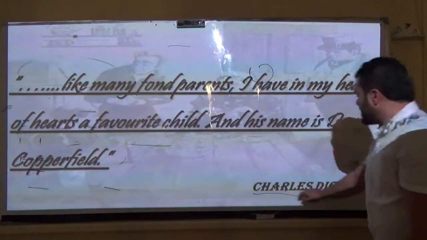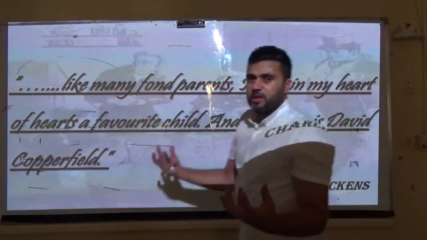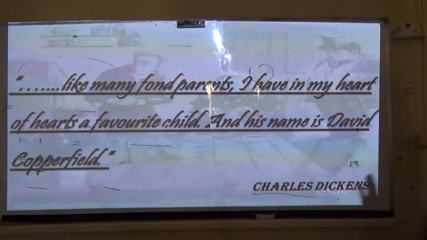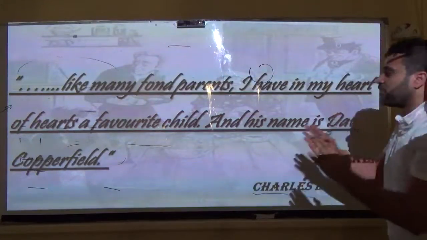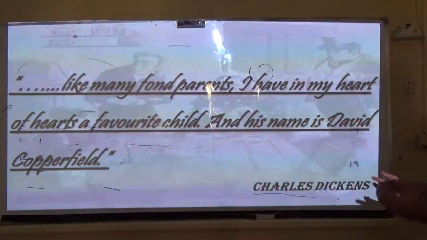The one who said these words was Charles Dickens. Why did he say them? Because David Copperfield, our novel, is his most important and favorite novel. He said it like that.